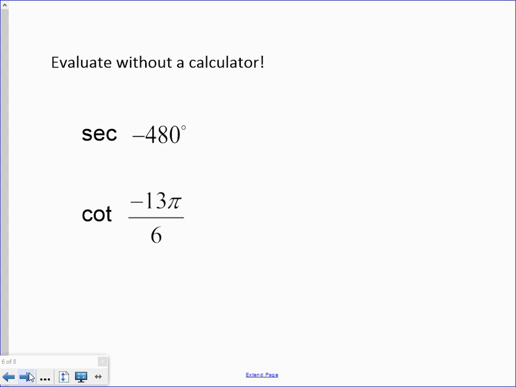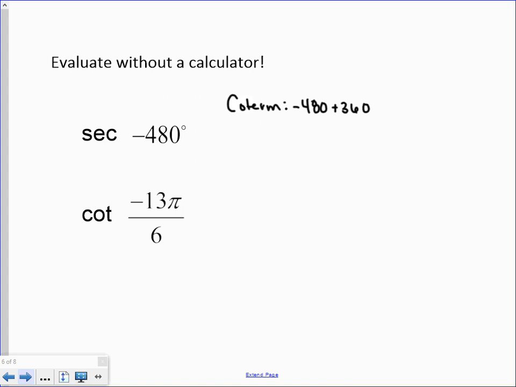Yeah, I think it would be the same thing. So secant would be over x. The cosine of 60 degrees is 1/2. Okay, we'll come together and kind of see how we're doing so far.